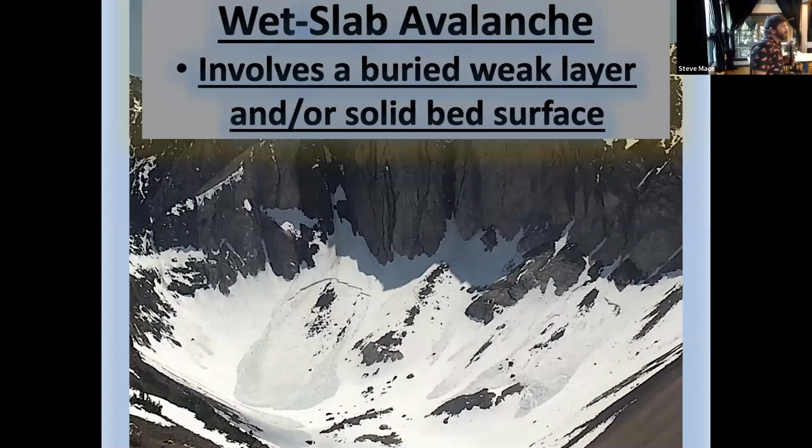A little more concerning, but another springtime avalanche concern are these wet slab avalanches. Generally speaking, these are involving some sort of buried weak layer and a good bed surface. Sometimes that bed surface can be the ground, or it can be mid-pack. But we do need that weak layer to be initiated to create the slab avalanche. Now, these can be much larger in size and more destructive, and they can often be really difficult to predict.